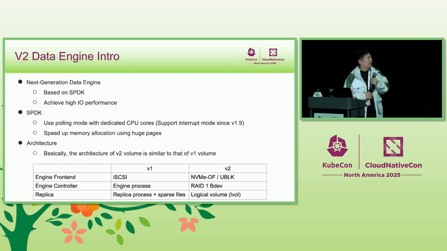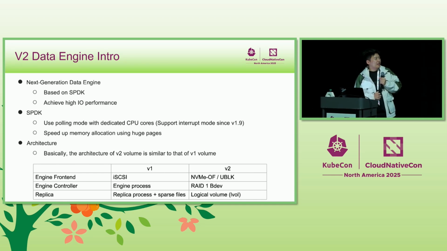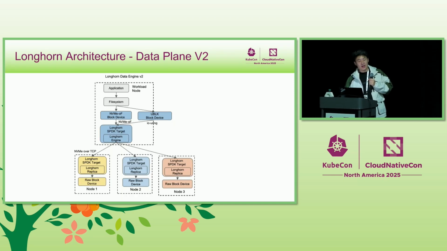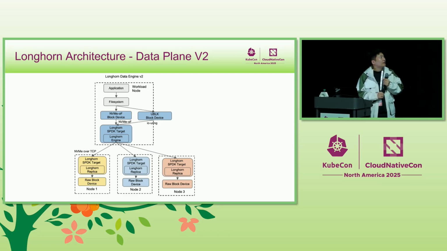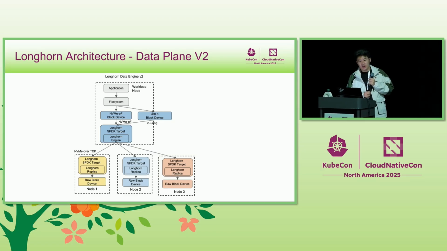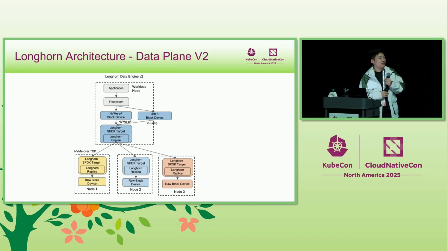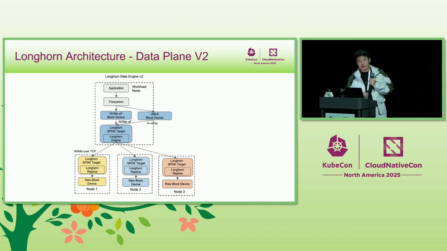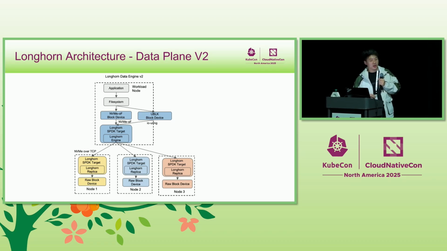But basically, in Longhorn, the architecture is pretty similar, as we can see in this V2 data plane architecture illustration. So there are only several changes compared with V1. First is the front end. Previously we used iSCSI. Right now we use NVMe over Fabric protocol. And previously we were using Longhorn's own engine or replica process to forward the corresponding data. Right now, we rely on SPDK to do that.